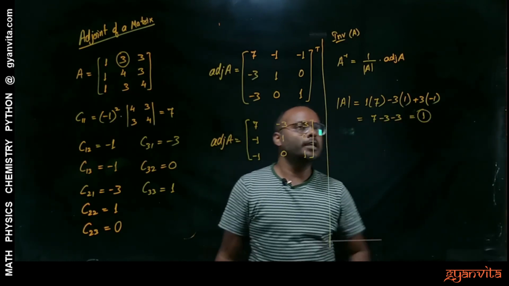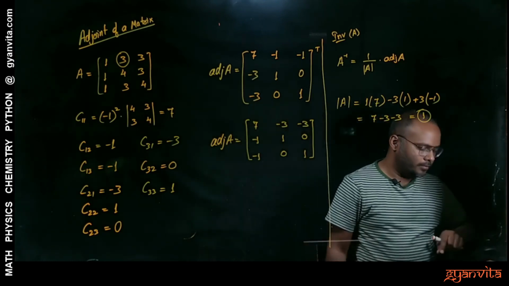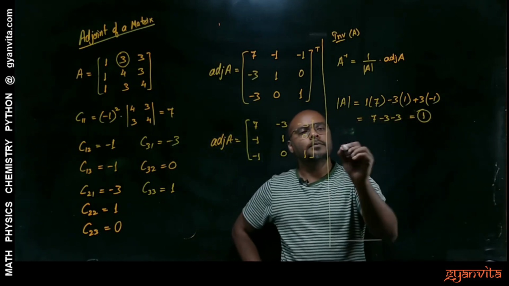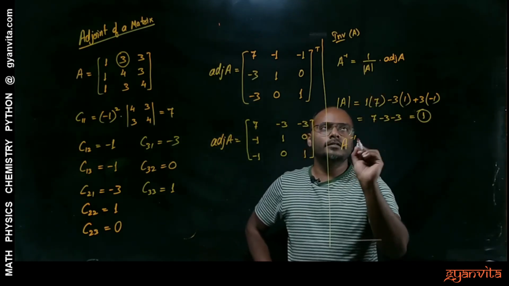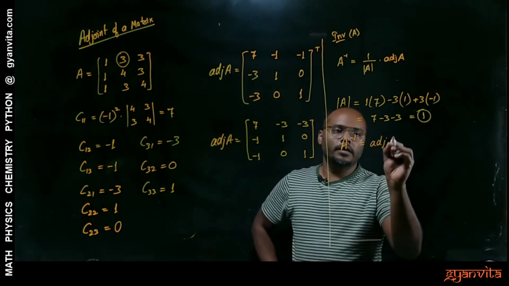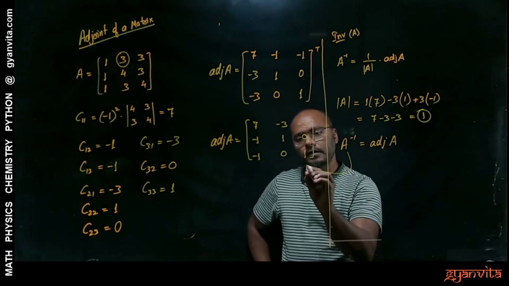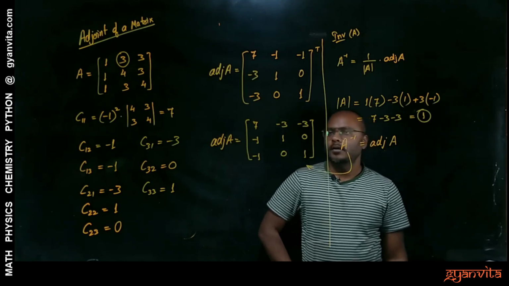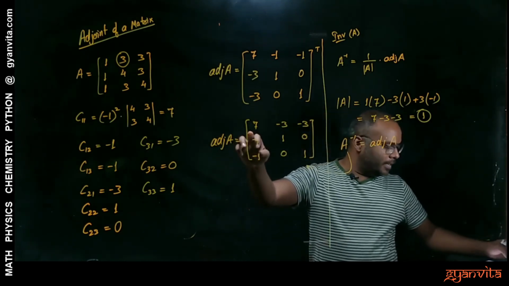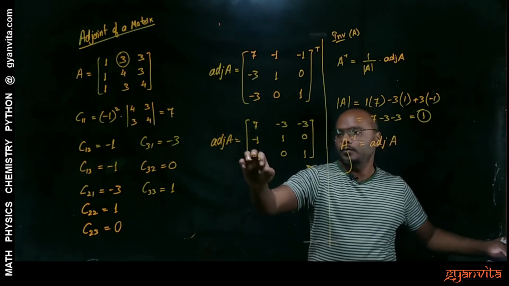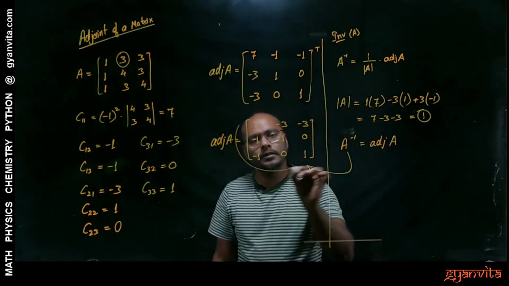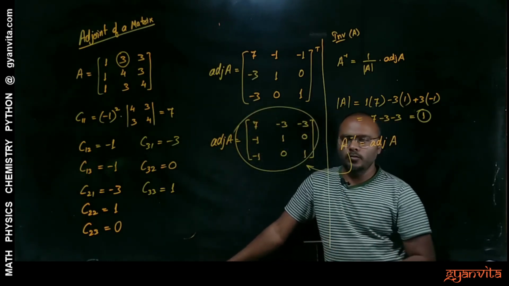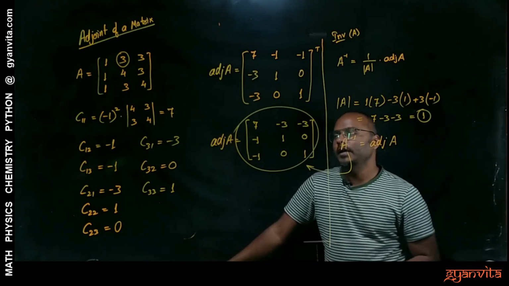So luckily this determinant is 1. It's not like you will always get a determinant equal to 1. So that means A inverse in this case will be equal to the adjoint of A itself. So this itself is the inverse of A, right? That is 7 minus 3 minus 1, 1 0 minus 1, 0 1. So in this case the adjoint itself is the inverse. So that is the use of the adjoint, that is the application of finding adjoints, right?